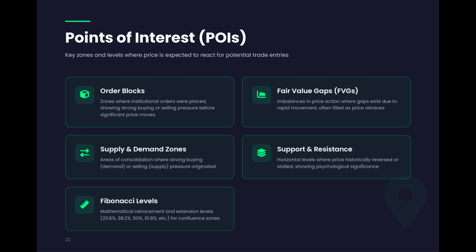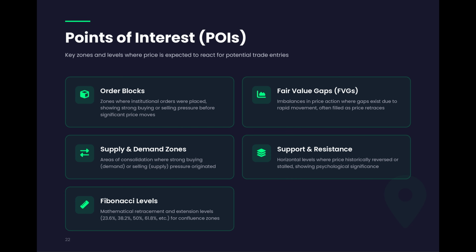Second, fair value gaps, or FVGs. These are price imbalances on the chart where price moved so quickly that it left a gap. The market has a tendency to return to these gaps to fill them, to achieve fair value. When you spot a fair value gap on your higher time frame, that's a potential point of interest where price might retrace before continuing its trend.